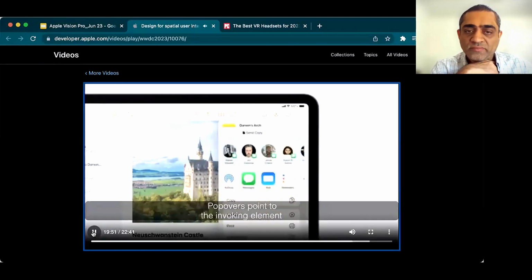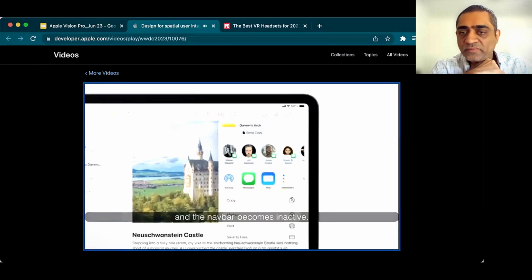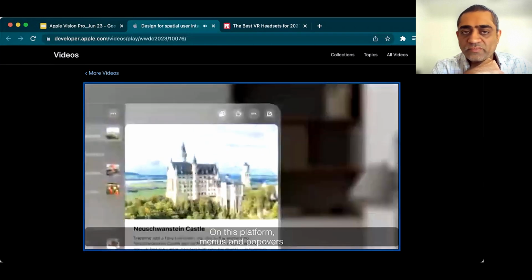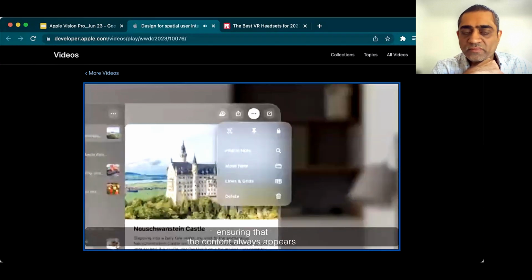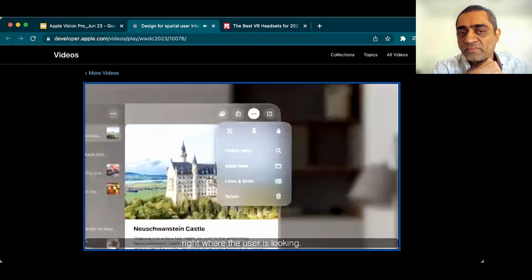Popovers point to the invoking element, and the navbar becomes inactive. On this platform, menus and popovers can expand outside the window. They appear centered by default, ensuring that the content always appears right where the user is looking.